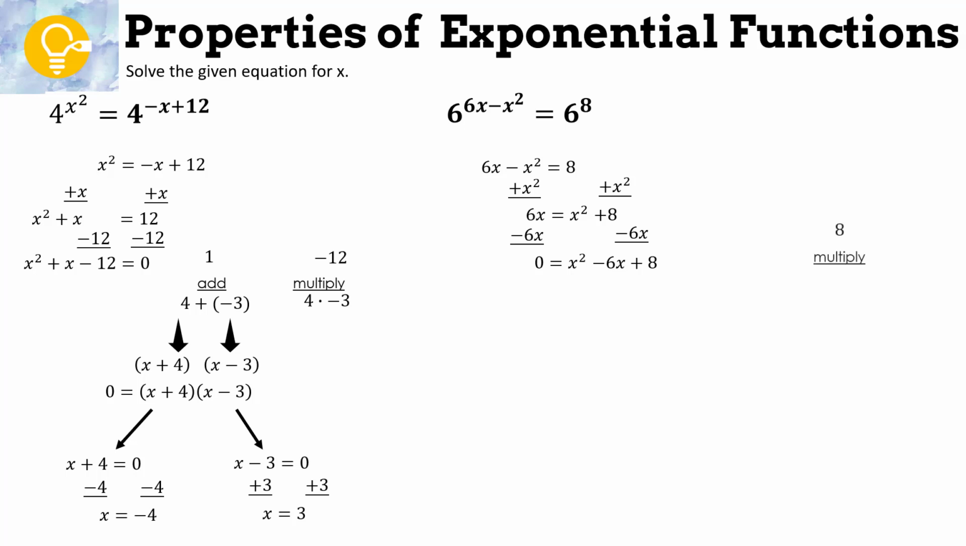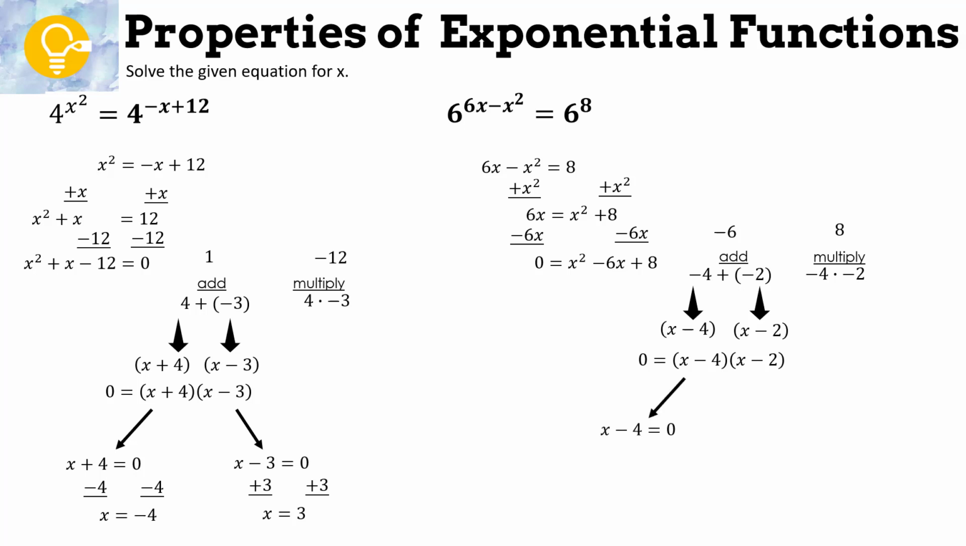We need to think of two numbers that'll multiply to 8 that'll add to negative 6. I know that negative 4 times negative 2 is 8, and negative 4 plus negative 2 is negative 6. That gives us our magic numbers. So we'll have x minus 4 and x minus 2. So let's substitute that into our equation. Everything with a variable gets equal to 0.